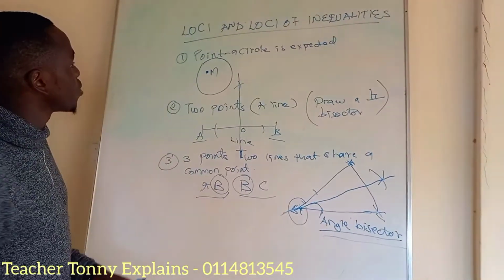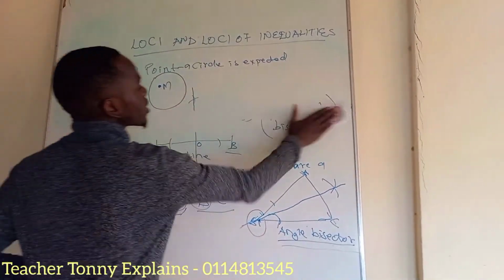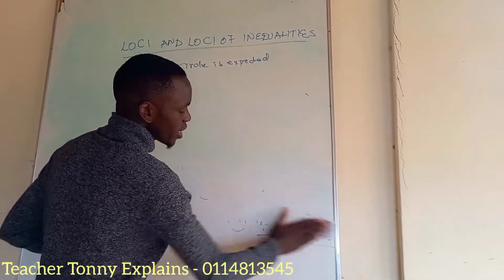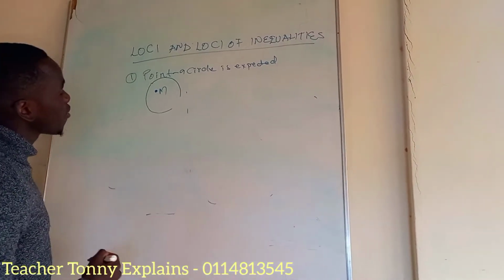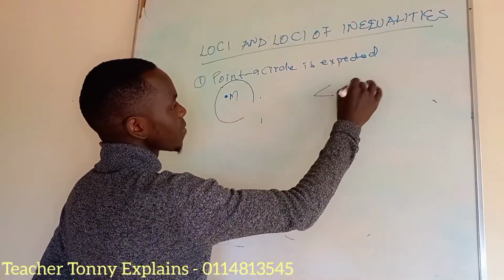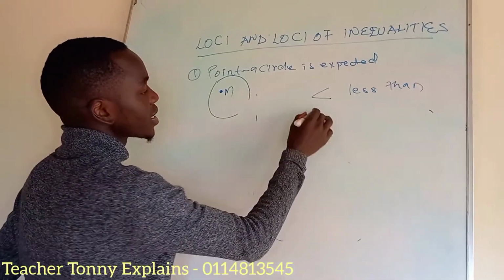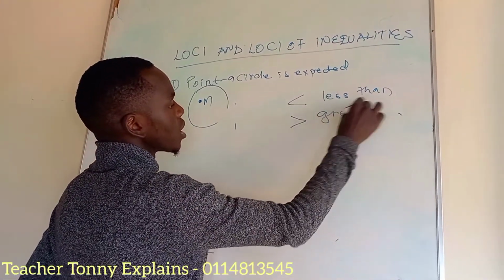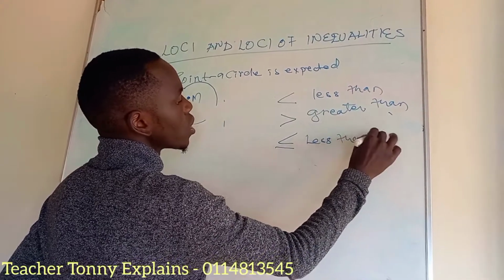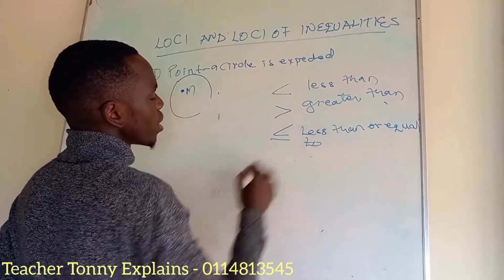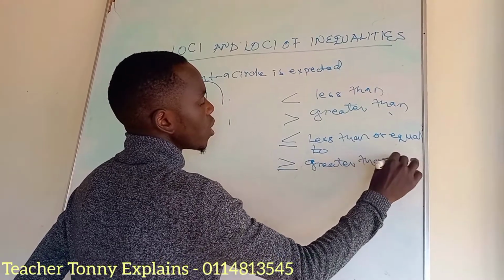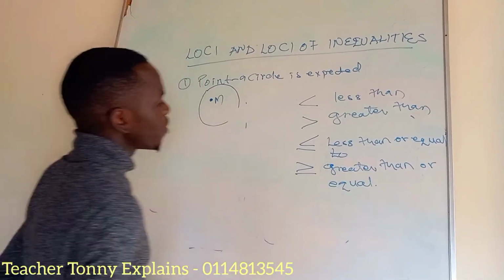So another point we want to look at is loci of inequalities. How do we present information on graphs using the concept of loci of inequalities? So number one, in loci of inequalities, we have got several signs that we're going to use. We can use a sign like less than. We can use a sign like greater than. You can use a sign like less than or equal to. You can use a sign like greater than or equal to.